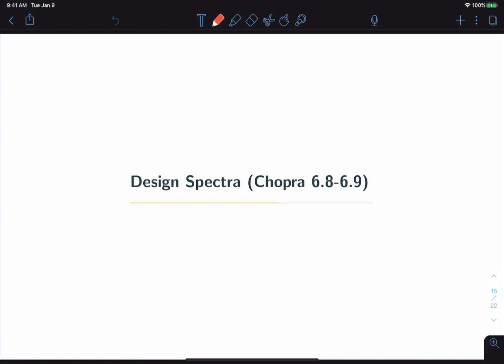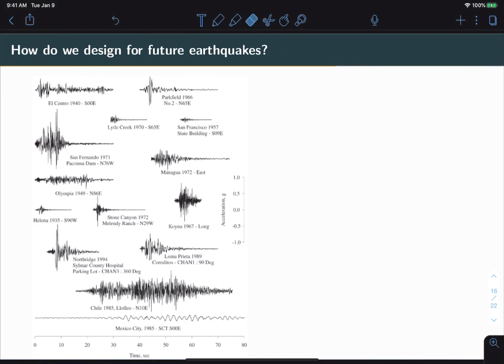In this video, we'll conclude Unit 6 by talking about design spectra. The key question is, how do we design for future earthquakes? So far, we've assumed that we know the ground acceleration u_g, but looking back through historical records, we see that every earthquake is quite different.